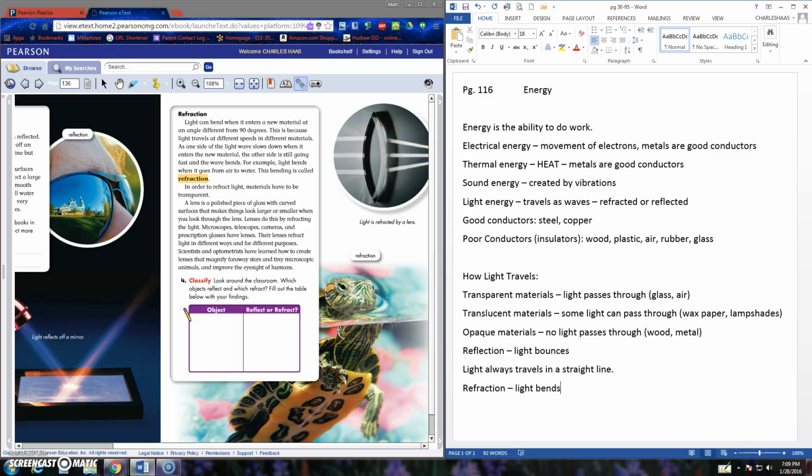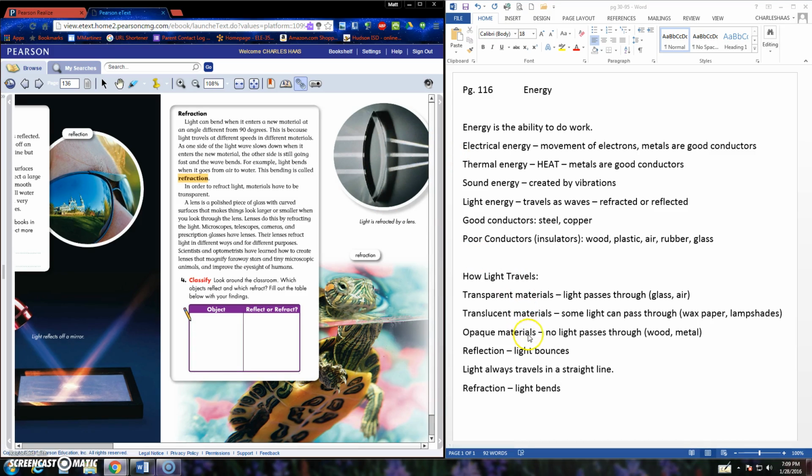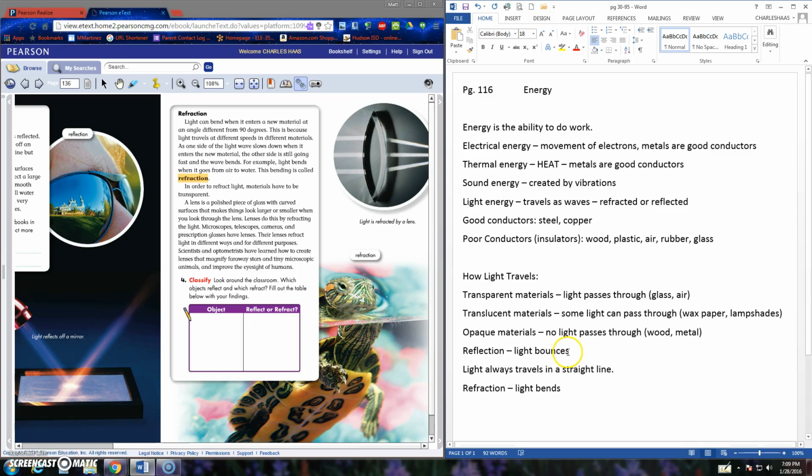It does travel in a straight line until it hits a mirror, and then it bounces back in a straight line, or until it hits something like a lens, and then it gets bent, and then it keeps going in a straight line. So you can see the straight line coming toward the lens. When it goes through the lens, it bends, and when it comes out, it continues to go in that new straight line right there. So refraction is the bending of the light. Reflection is the bouncing of the light.